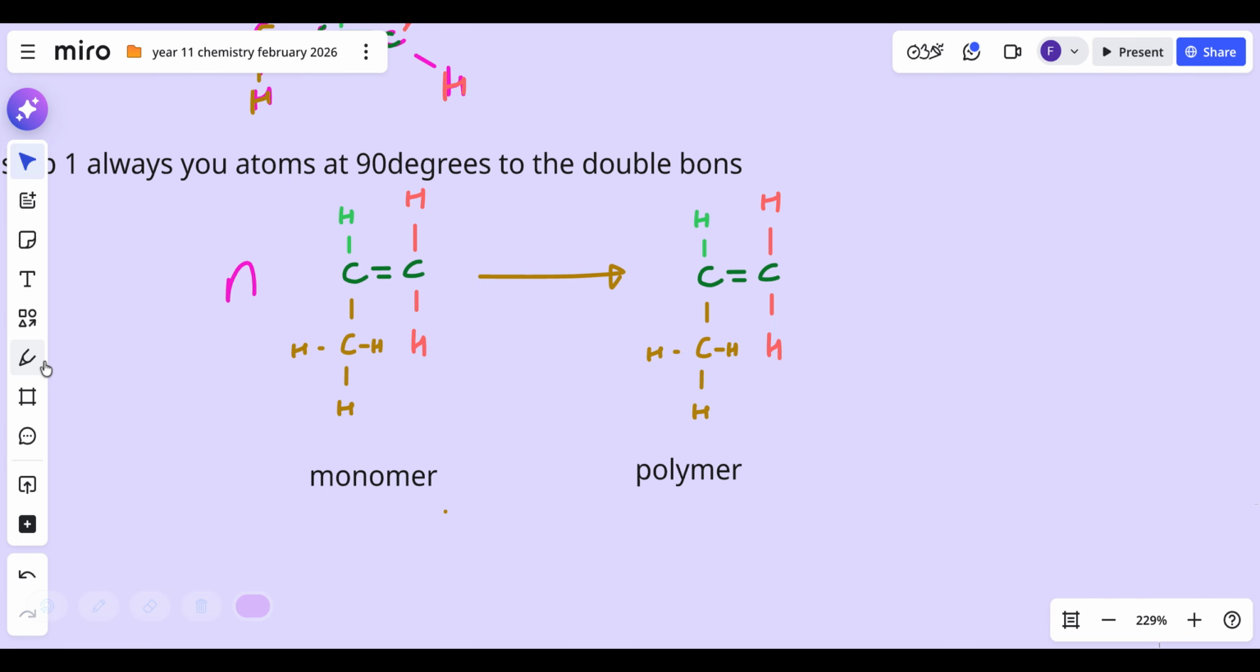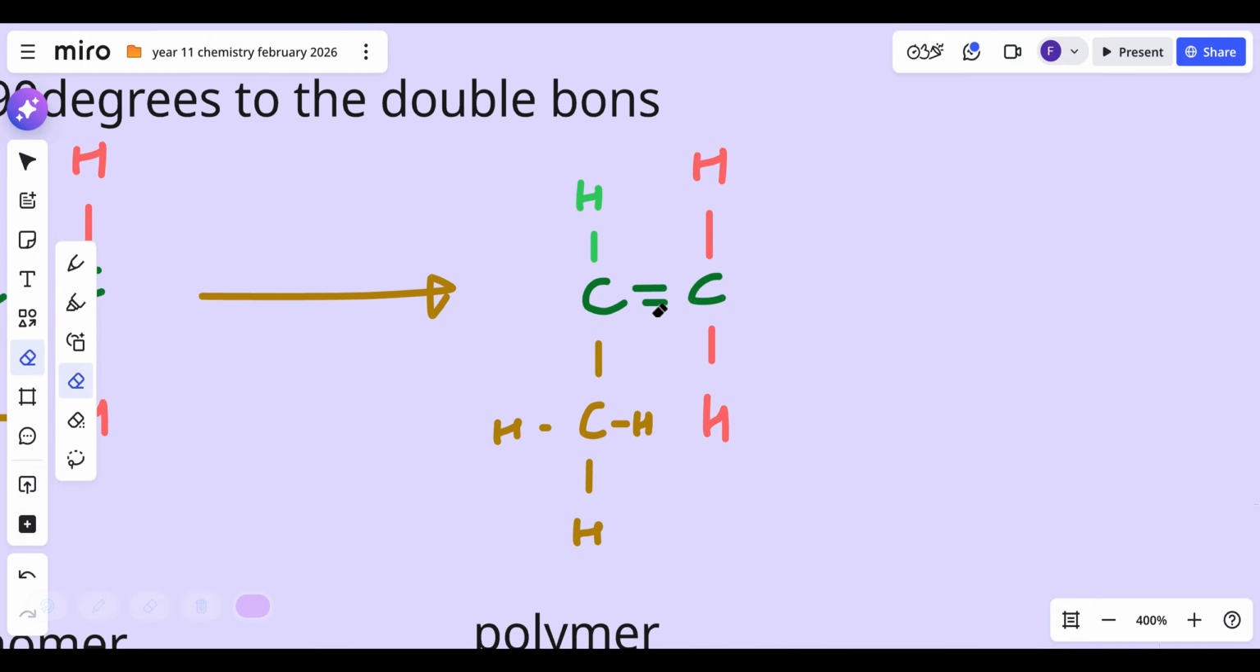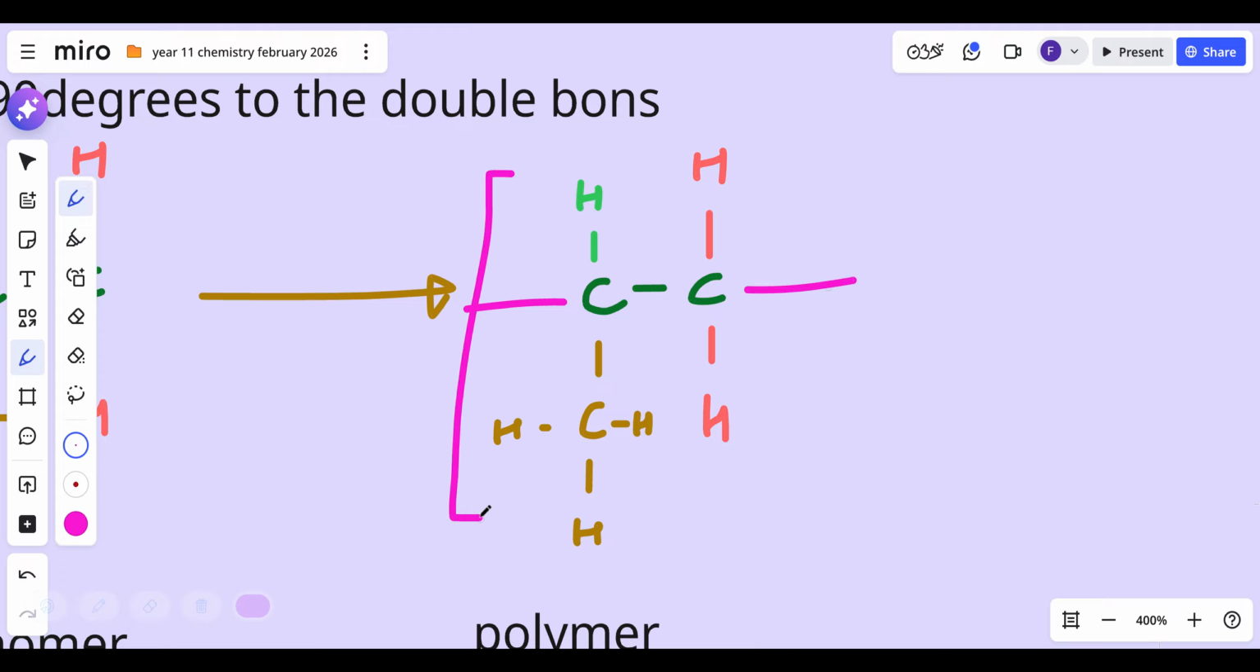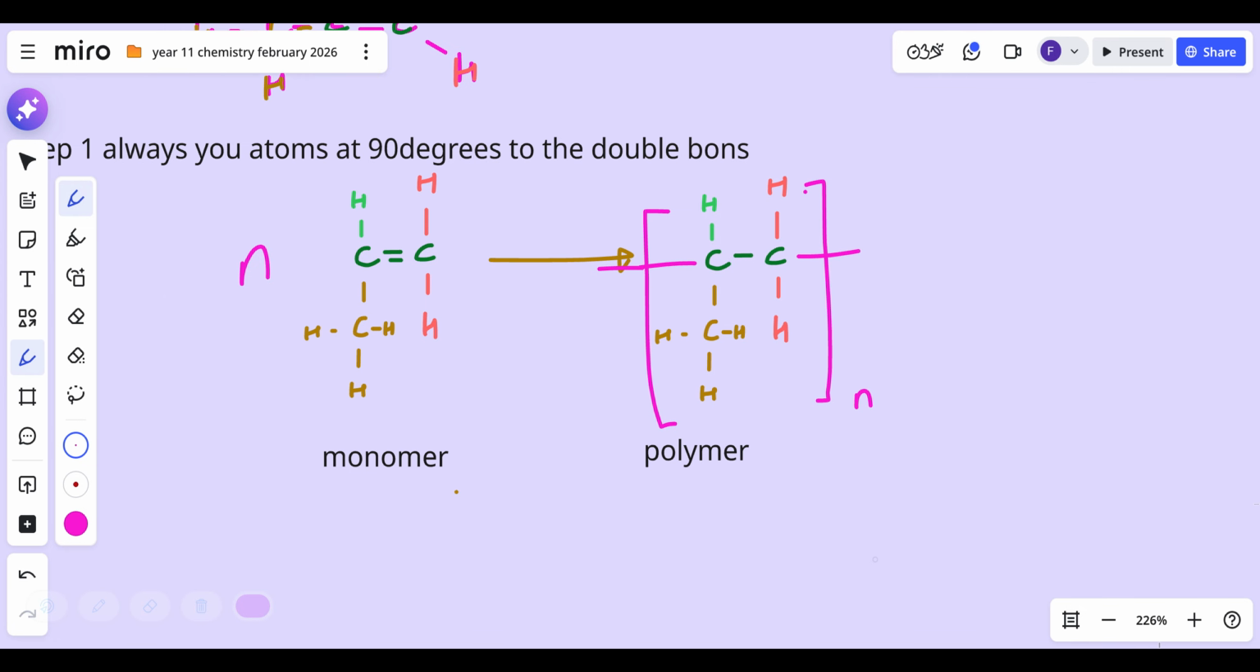Second and final thing, and this is what makes it easy: you take the double bond and you delete one of them. You then extend your bond in that direction and that direction. Draw square brackets around it. That should be a bit longer to make it a bit easier. Draw square brackets around it, and put an N there. And you're done. That's your monomer to a polymer. That's the equation for it.